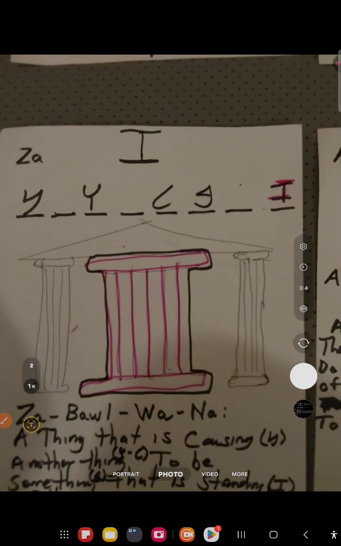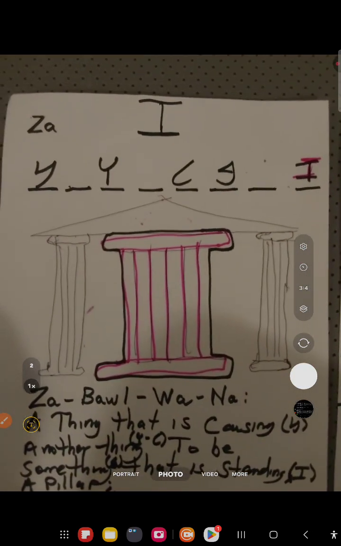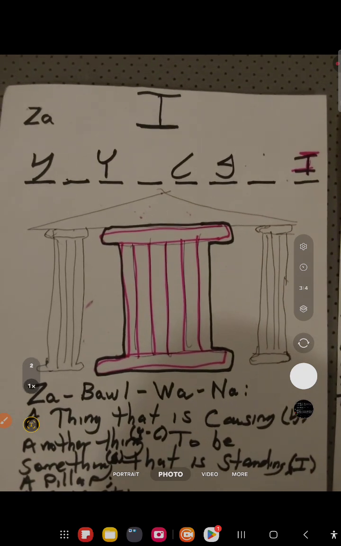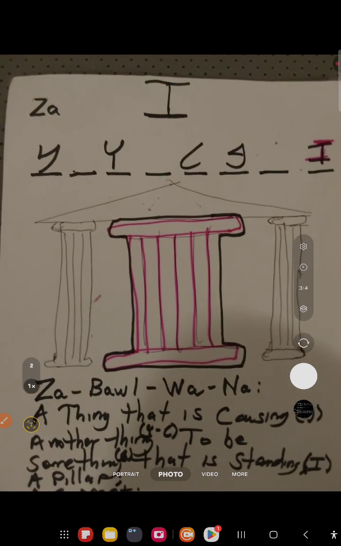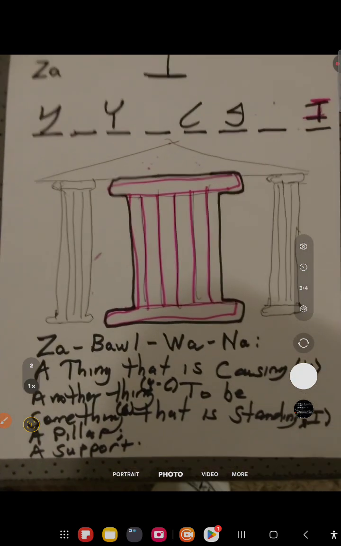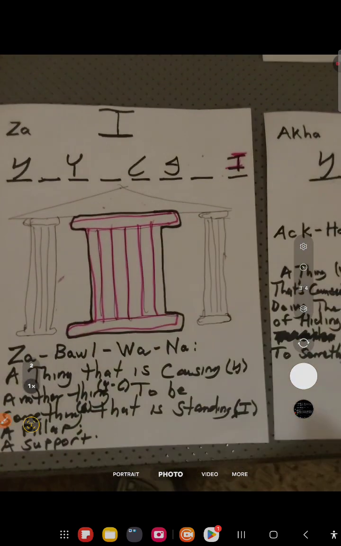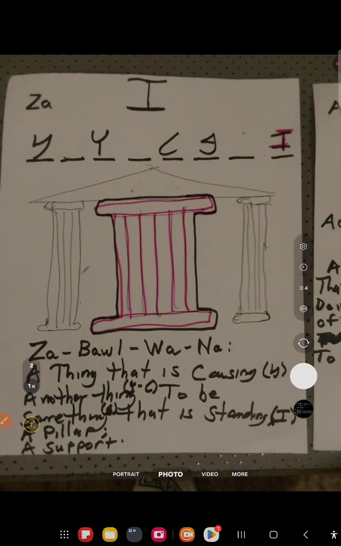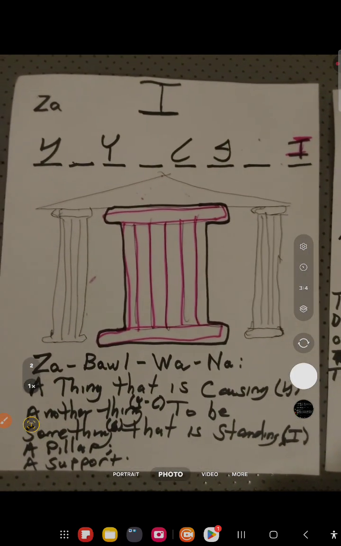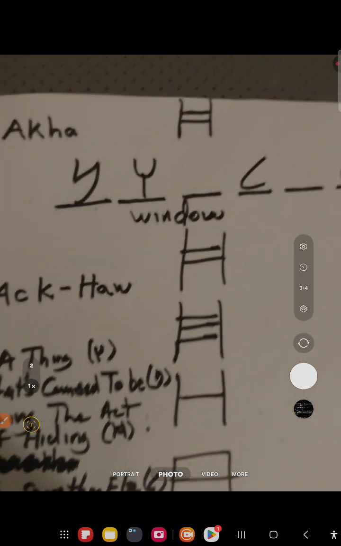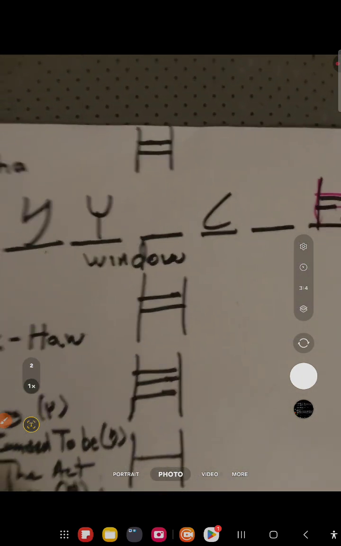All right, and now we move on to the letter za. Okay, so za comes from zabal wana. Zabal wana, to make it simple, it means a pillar. The exact breakdown is right here before you. You can read it on your own time, of course. Let me get the shadow out of the way. But yeah, zabal wana means a pillar. It's where the word translated in English, Zebulon, comes from. Okay, so it means a pillar or support.